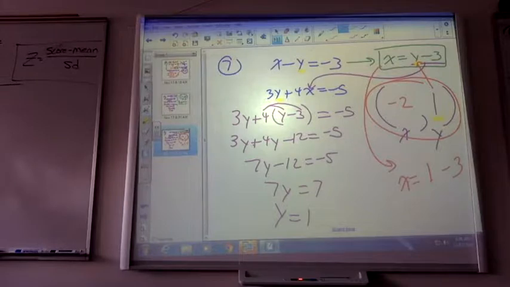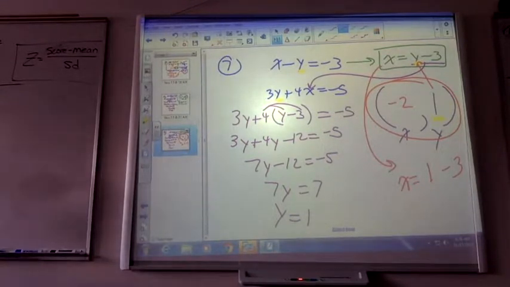Yes. As soon as I flip the page, yes. All right. Are we good with 1 through 9? Yep. Feeling comfortable? Good. All right.